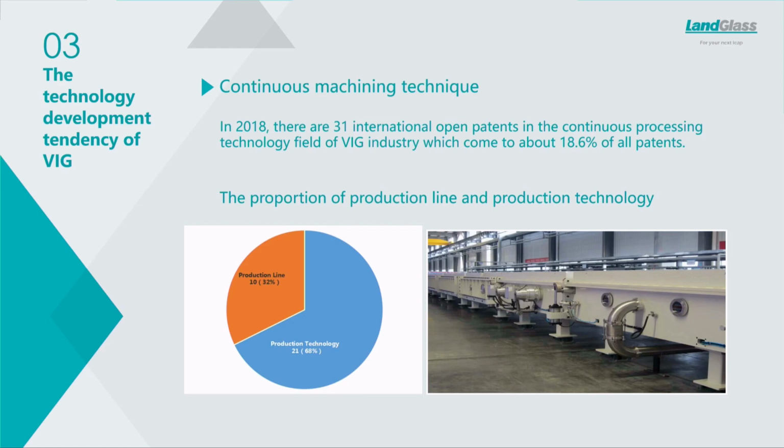Now we are also doing this, but our targeted productivity is about 200,000 square meters per year. But there is still a gap there. So we are trying to do our best on this continuous machining technology.